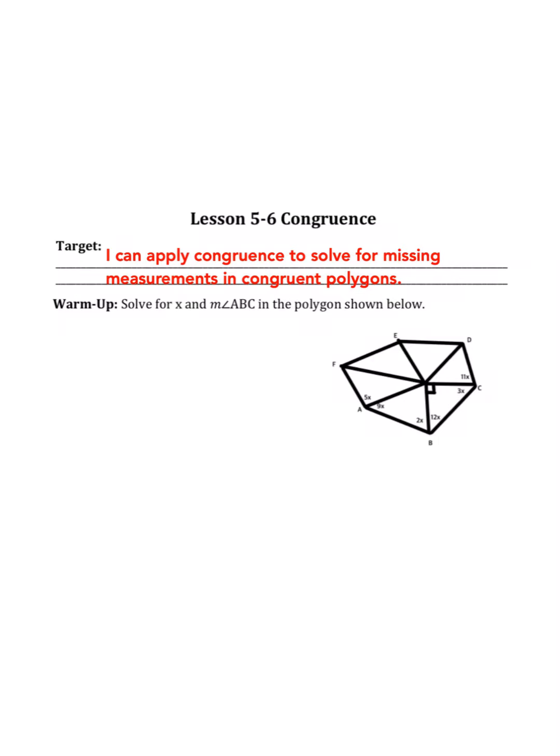And we're also going to start with a warm-up. In this warm-up, it says to solve for x and the measure of angle ABC in the polygon shown below. I would say that this is a bit of a challenge warm-up. When we look at this figure, we could figure out what type of figure it is, certainly by counting the sides, and we could actually see that it's a six-sided figure, so it is a hexagon. Clearly, it is not regular, however, as we can see many different angles and side lengths.